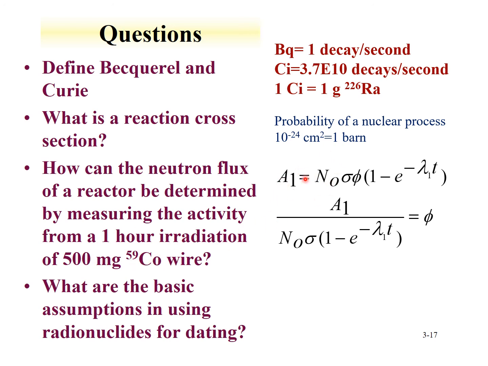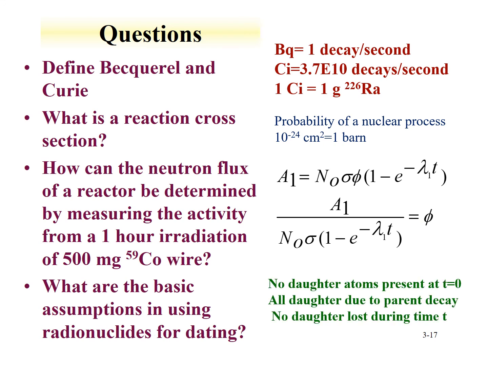I measure the activity of cobalt-60. I know the amount of cobalt-59. I know the cross-section. This is not known. The decay constant for the cobalt-60 is known, and the time of the irradiation is known. So I just rearrange this equation, and I get the flux.